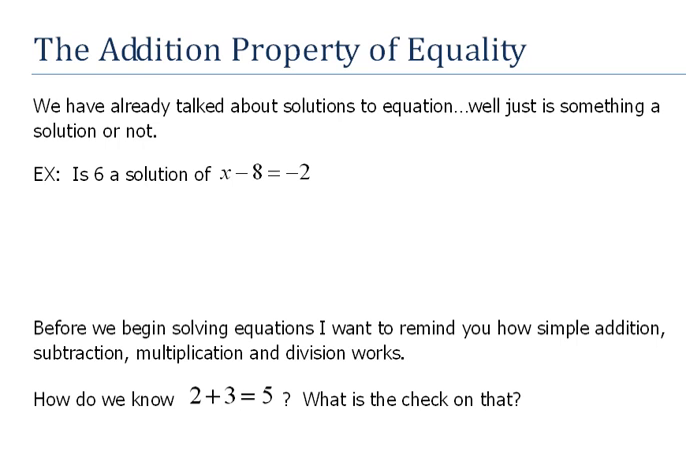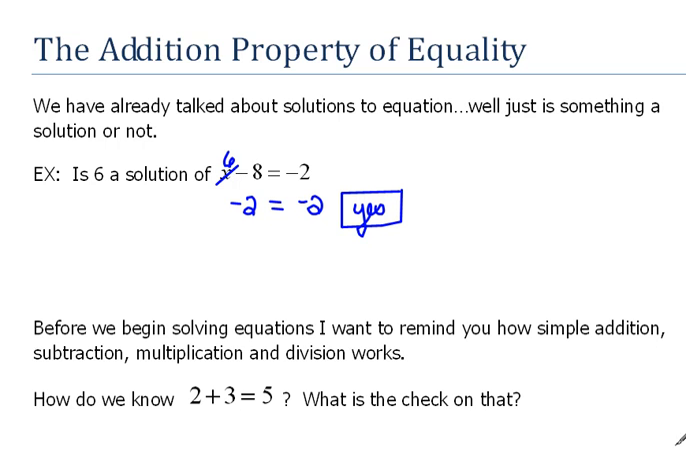So for instance, here we have a problem that says, is 6 a solution of x minus 8 equals negative 2? Well, to find out if 6 is in fact a solution, we would replace the x with a 6 and see if our sentence is true. On the left side of the equal sign, I would have 6 minus 8, which would be a negative 2, and that is in fact equal to negative 2. So yes, the number 6 in place of the variable makes this a true statement. Therefore, it's a solution.